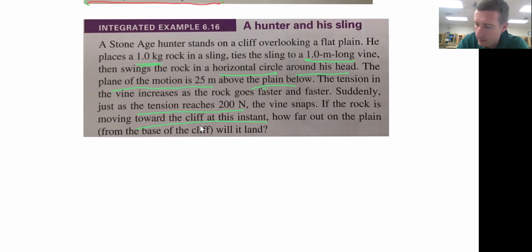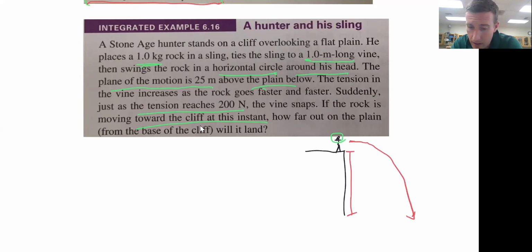So basically, I'm going to draw this first. Here's my Stone Age hunter. I think in less PC terms, we would call him a caveman. He's swinging this thing around, and then the rock goes out and falls down. I know that this height is 25 meters, and I'm asked how far this is. So that is the x coordinate.